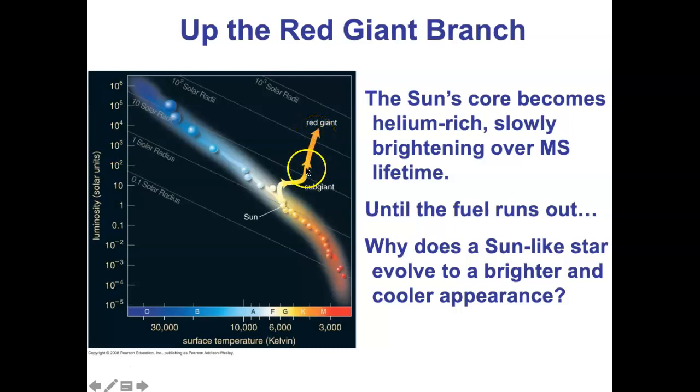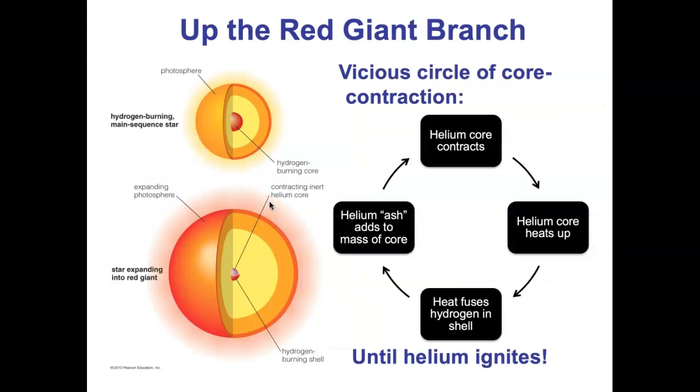So this is what the sun is going to do in a few billion years when the sun runs out of hydrogen fuel. Why, though? I just said a minute ago, gravity is winning. If gravity is winning, why is the star expanding? And the answer is because of what's happening in the core.